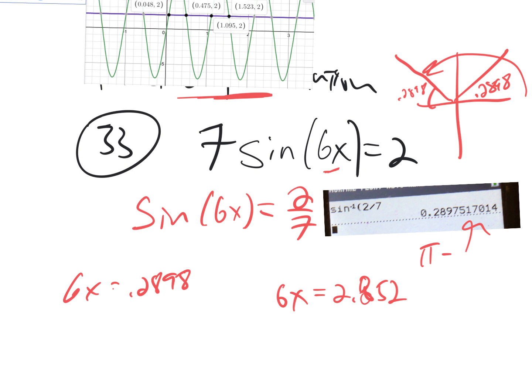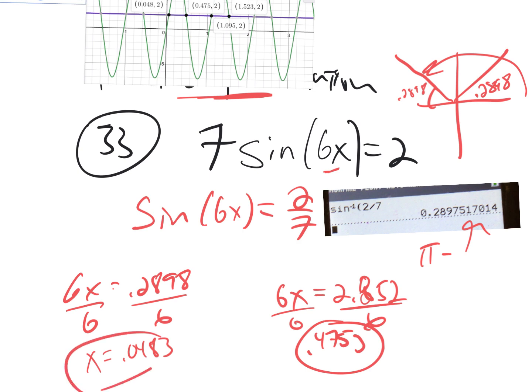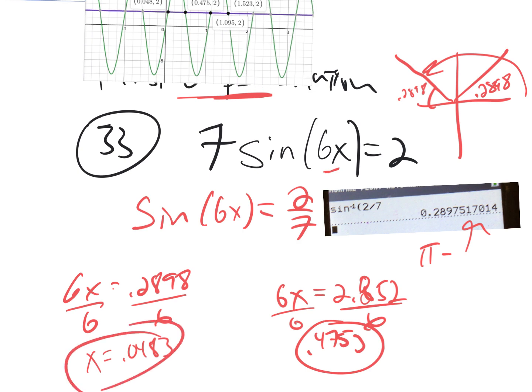Now we've got to deal with the 6. They're just asking for the first two positive answers, so all I've got to do right now is divide both of these equations by 6, and you'll see those first two answers that I had on the graph. I'm seeing x equals 0.0483-ish, and then divided by 6, 0.4753-ish. And I was just thinking that certainly seems familiar.